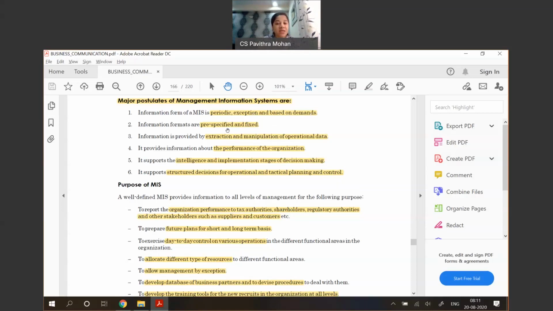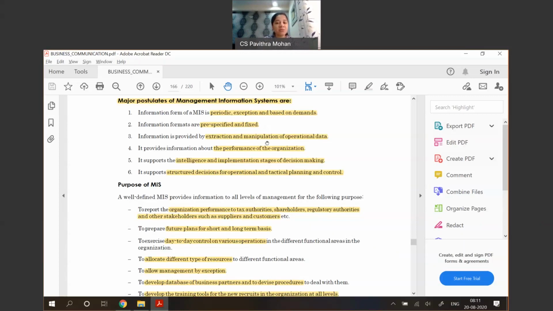Then you have pre-specified and fixed. The formats are generally fixed, like my Excel sheet formats, or the way my invoice is going to be generated, the way my bills are going to be generated, the way my extract sheets or reports work, if I want anything, how do I extract the information? These formats will generally be determined by the company at the time of implementation of the MIS.